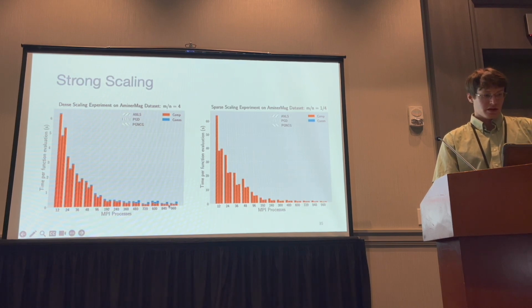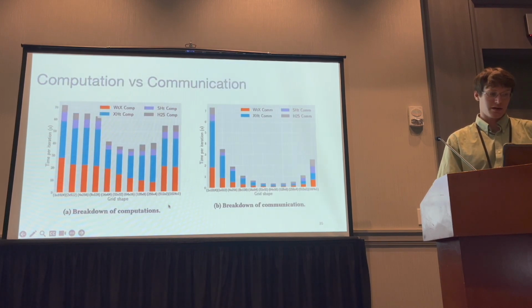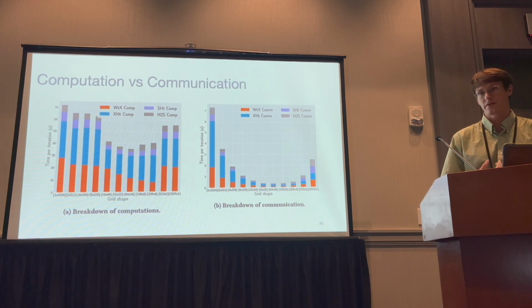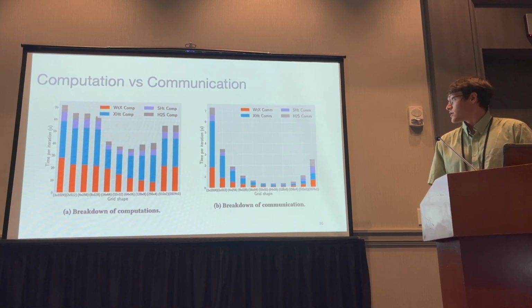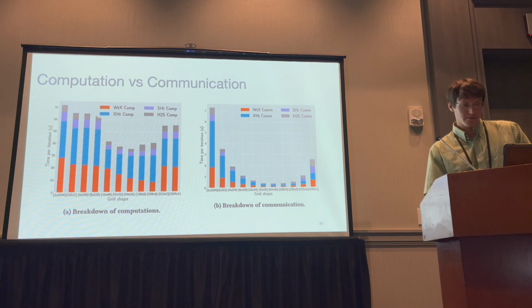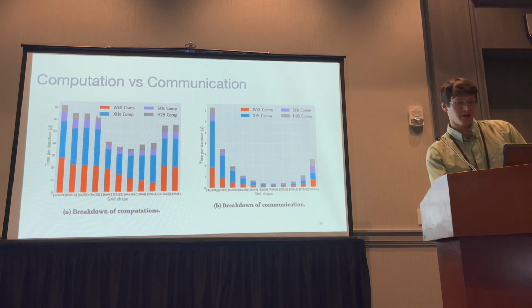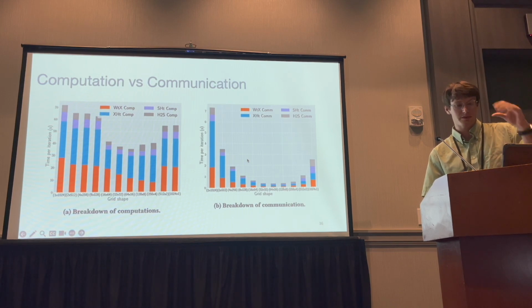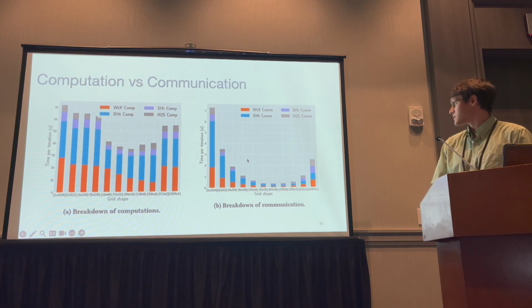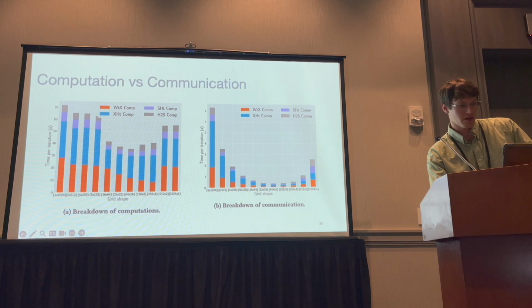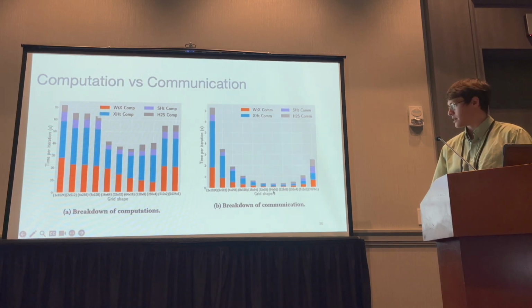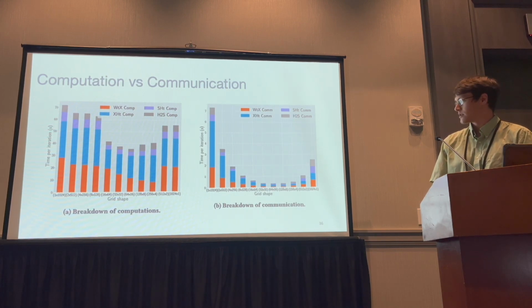So let's quickly go over some of the computation versus communication trade-offs for different grid sizes. In this case, the sparse input aspect ratio was 4, so basically there were 4 times as many rows as columns. As we can see here, the minimum running time is when the shape of the processor grid matches that of the problem size.